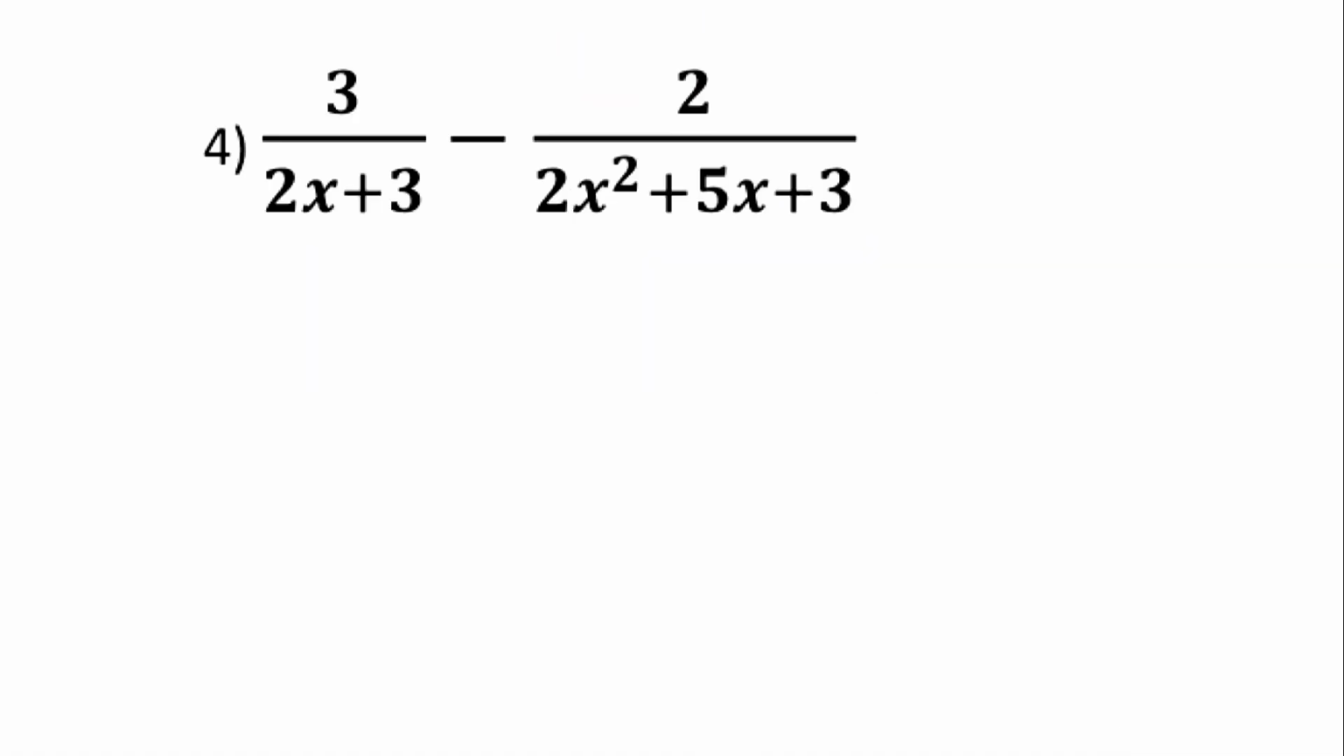This is a rational expression. In order to add or subtract these, we are going to have to factor the denominator on the right side over here. And then we are going to get a common denominator, which will allow us to subtract the numerators. So in order to solve this, we are going to set up what I like to call the X game.